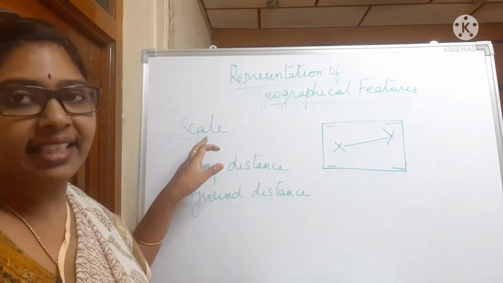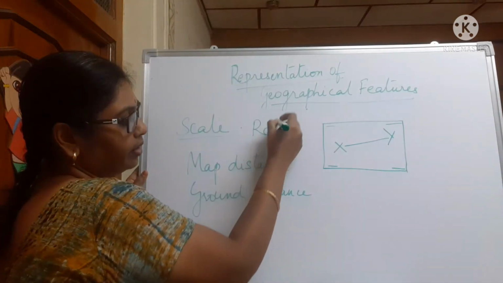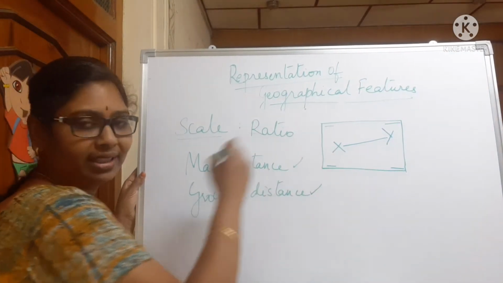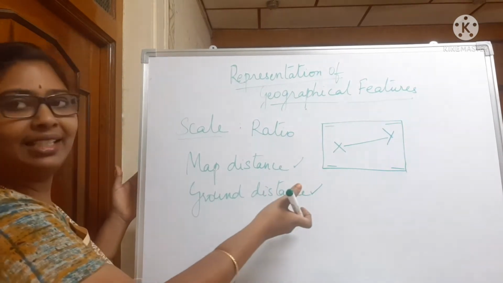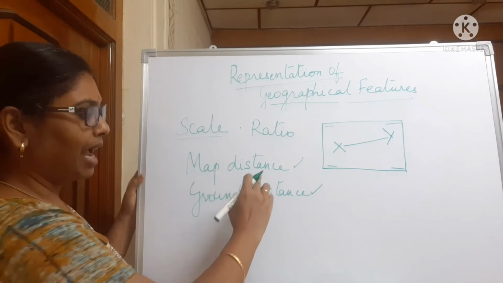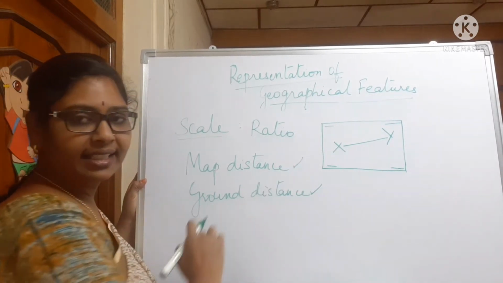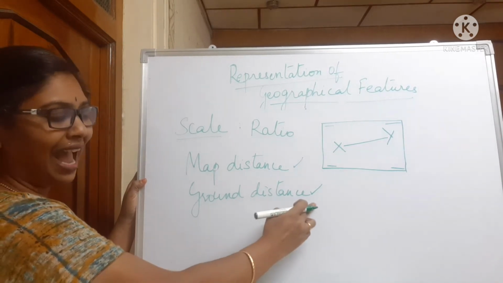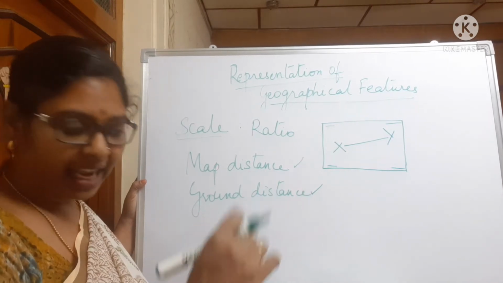Now what is the scale of the map? Scale is nothing but a ratio. It's a ratio between map distance and ground distance. Okay, question now. What is map distance and what is ground distance? Very simple. Map distance is the distance between any two places on the map, and ground distance is the actual distance on the ground.